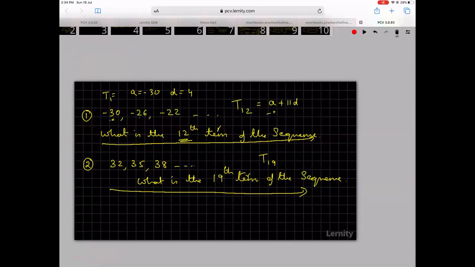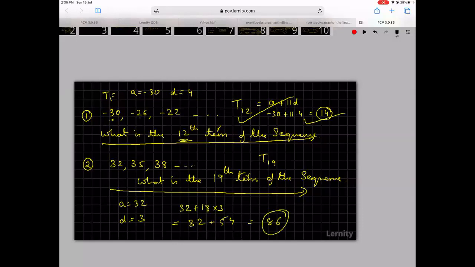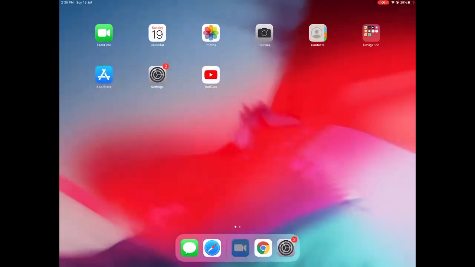What is A? Minus 30 plus 11 into 4. So that will give you 14. Those of us who got 14 got it right. The next one: 32, 35, 38, and so on. So A is equal to 32, D is equal to 3. So I will get 32 plus 18 into 3. And how much is that? 32 plus 9 into 4, carry over 2. So that will give you 86. So the first one is 14, and the second one is 86.